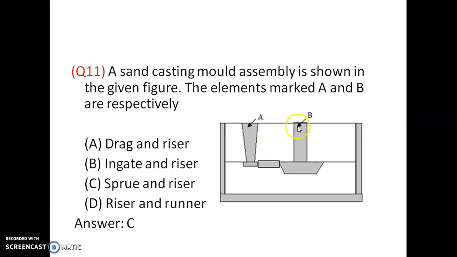So a riser is provided because during solidification the metal contracts. In order to compensate for that, metal from the riser can flow into the mold cavity. So for this purpose the riser is given. This is a sprue. So option C is correct, sprue and riser.